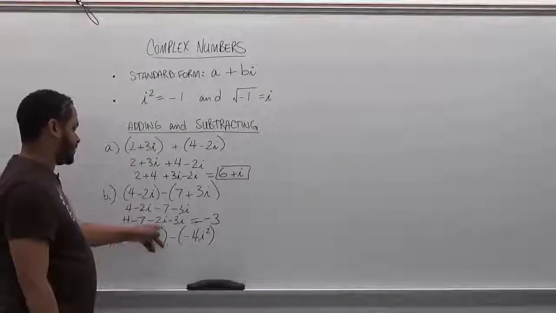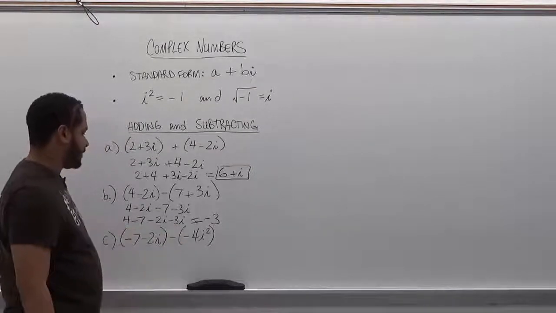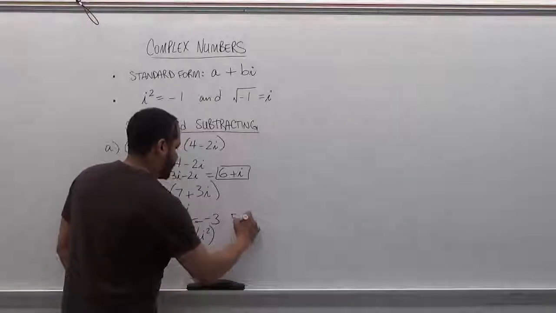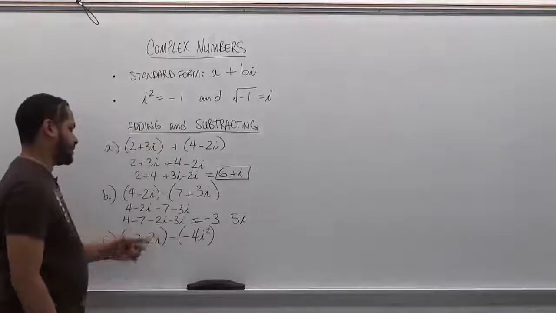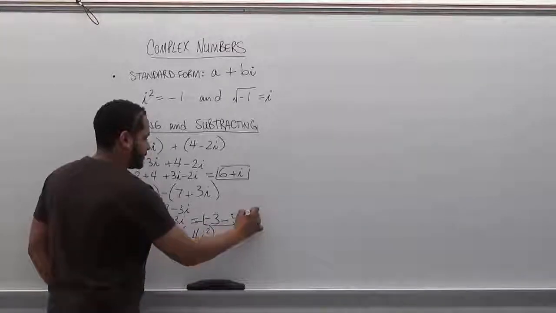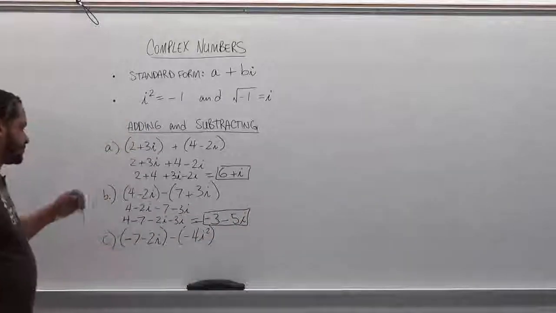And here we have negative 2i minus 3i. They have the same sign, so we're going to add the two numbers, which gives us 5i. And we keep the sign because they're the same direction. So we're going to have negative 3 minus 5i. That's our solution for the subtraction.